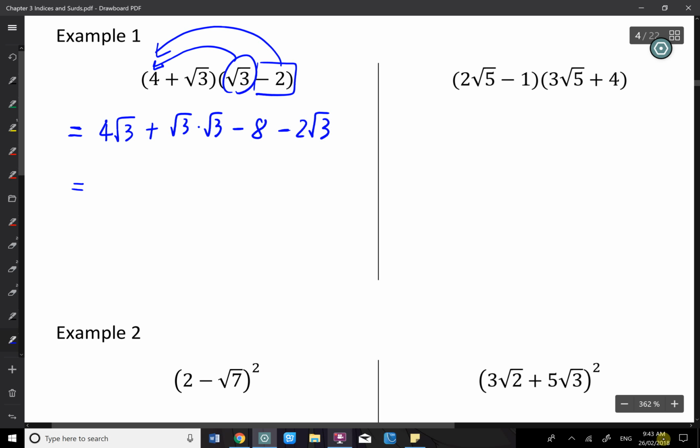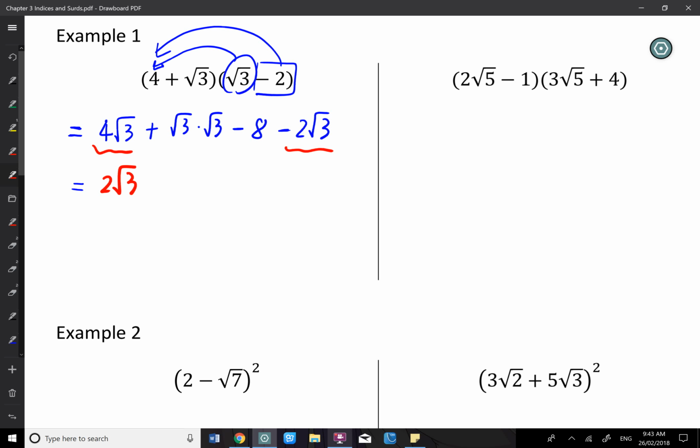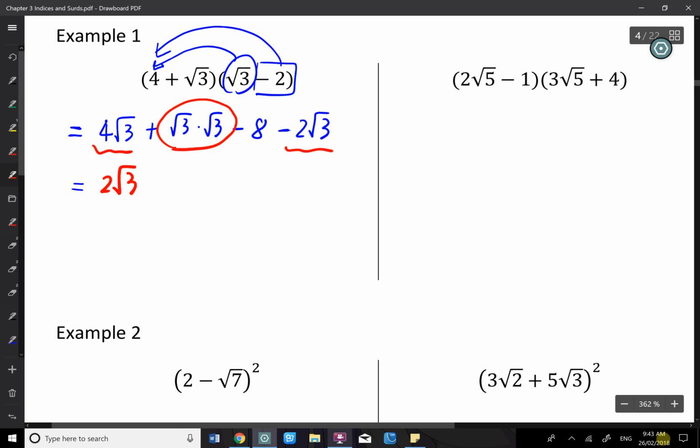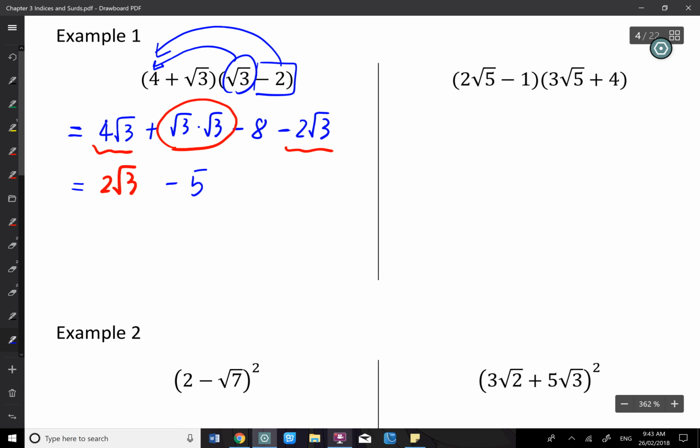So we have 4 root 3 and minus 2 root 3, they are similar terms. What I will have is 2 root 3. Okay, I have 4 candies minus 2 candies. What do you have? You have 2 more candies, so it's 2 root 3. That one will become a positive 3, and minus the 8, you have a minus 5. Okay, the integers get calculated together and the surds get calculated together.